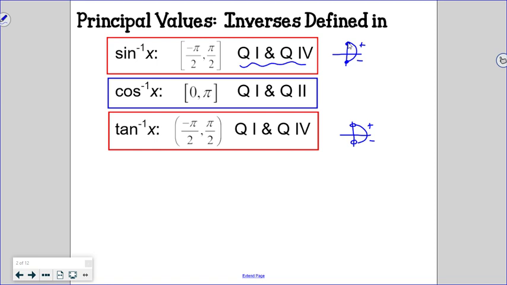But if I were to highlight those 2 quadrants for cosine, I would have to put a plus in both of those quadrants because cosine is positive in quadrants 1 and 4, which is why inverse cosine is not defined in 4, but in 1 and 2, because it's positive in 1 and we need somewhere that it is negative. It's negative in quadrant 2.